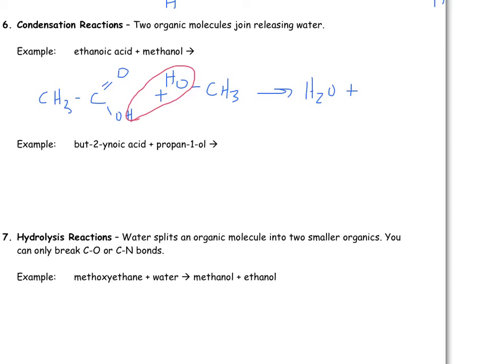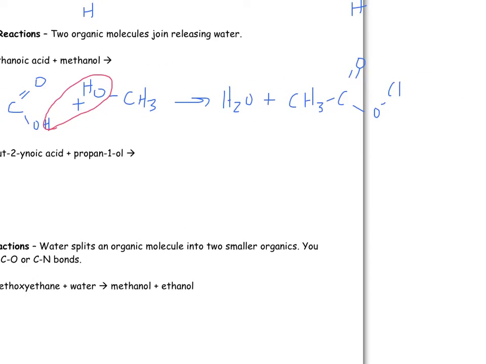I now have the ingredients for an ester. I have a C, an O, a C, and a double bonded O. This gives me methyl ethanoate as my organic product.